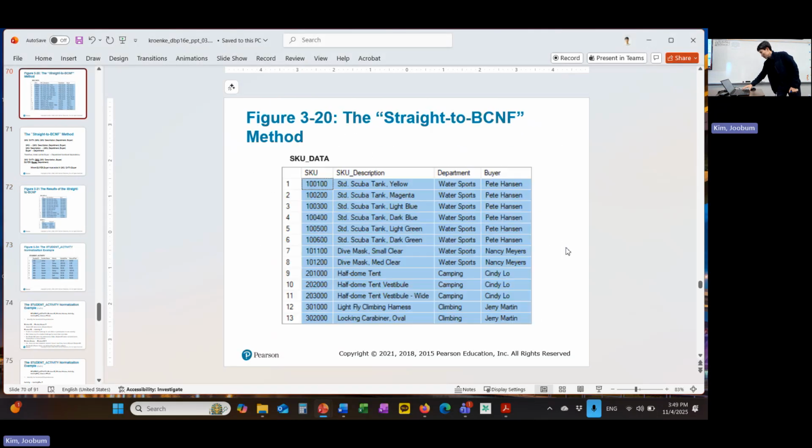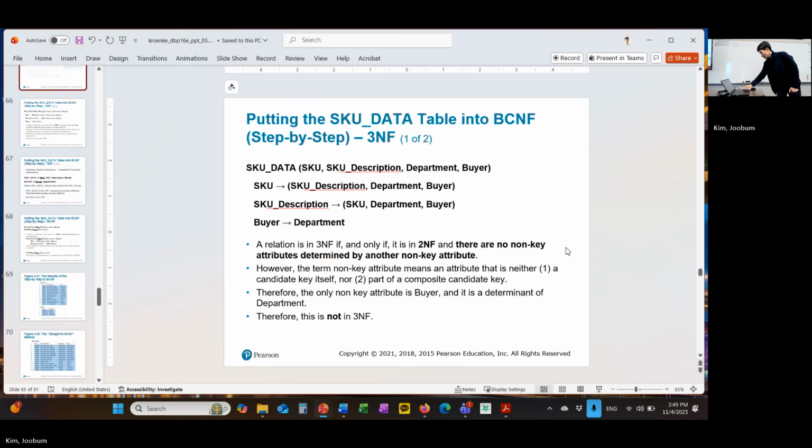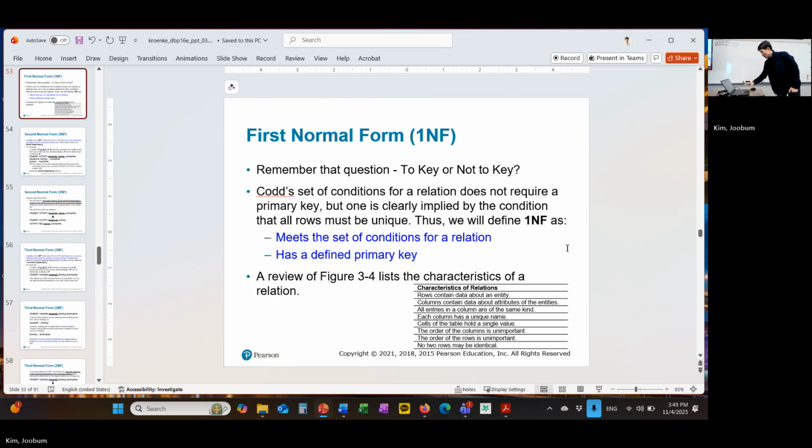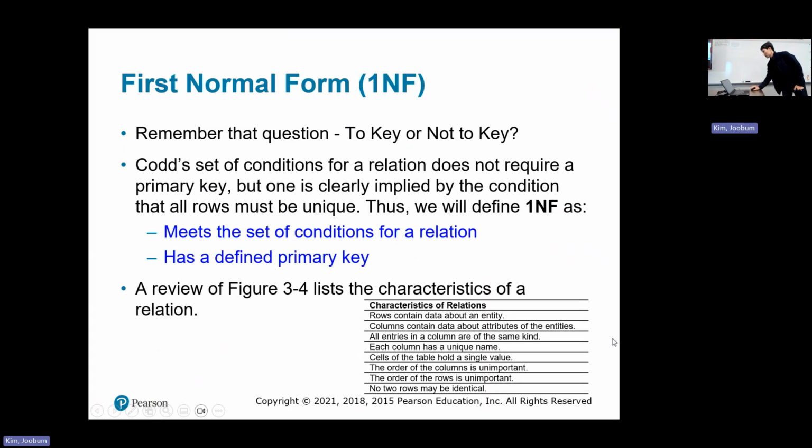Before continuing, just to remind you about normal forms and normalization. Normalization is to process a relation into the normal form. So we have first normal form, second, third, BCNF, Boyce-Codd normal form, and then fourth.